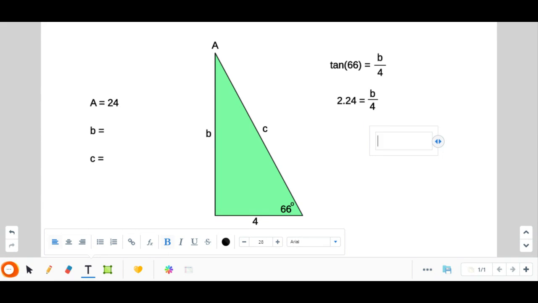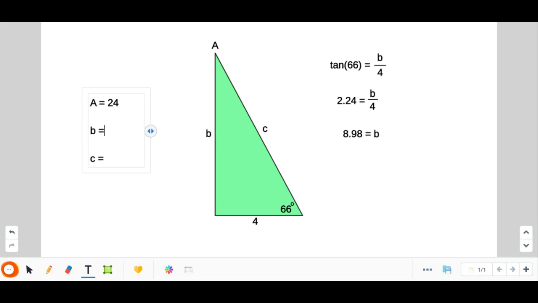Here the B is on top, makes it a little easier. Multiply both sides by 4, we get B equals 8.98. So side B is 8.98, and now we want to figure out side C. So again, we have a couple different ways we could do it. We could use cosine of 66 degrees, but Pythagorean theorem might be the best way of doing it.